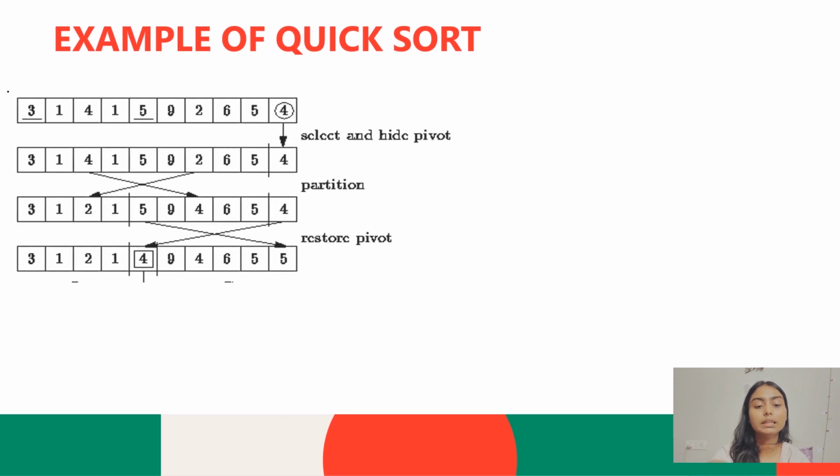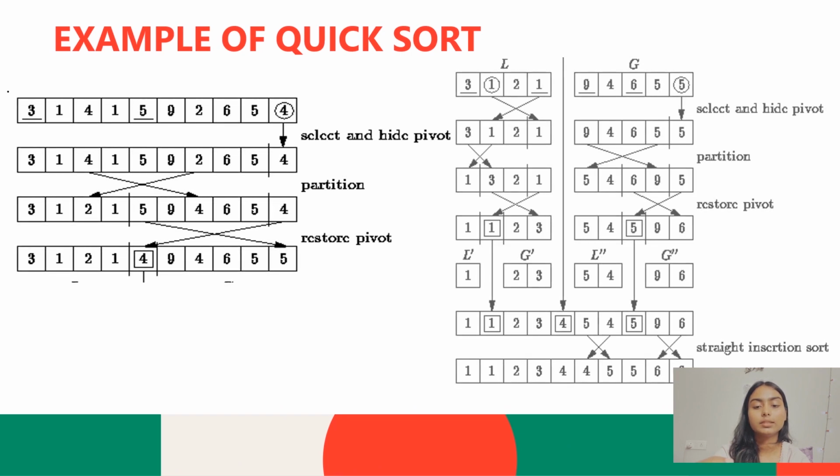Here we can see that 4 is selected as the pivot element, and the array is divided into two halves, and then the process is repeated. After dividing the array into two parts, again two pivot elements are selected, and until the array is sorted, this process is continued.